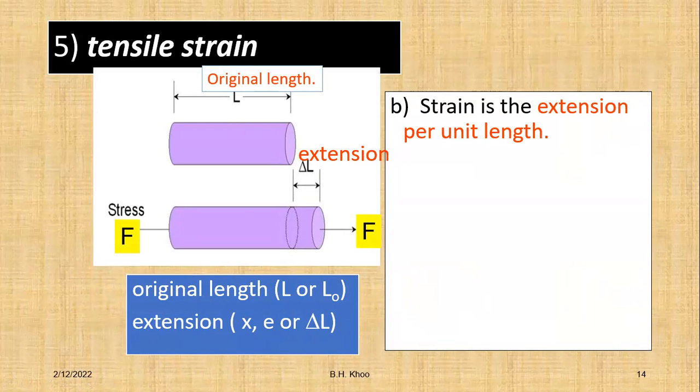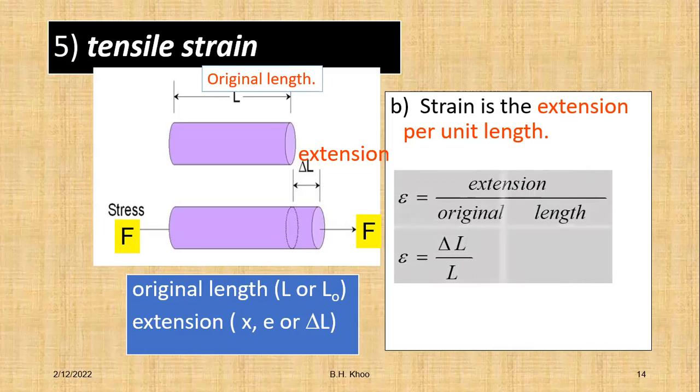All these definitions you must memorize, usually one mark. And then write in formula form: extension over the original length. In terms of formula, that's delta L over L. Delta L is meter, L is meter, so no unit, or dimensionless.